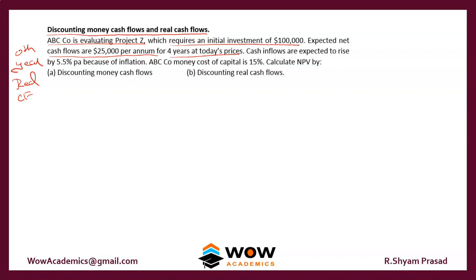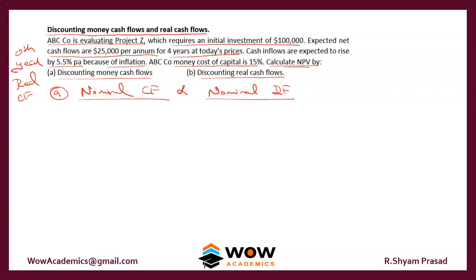Cash inflows are expected to rise by 5.5% because of inflation. So inflation is given separately. The money cost of capital, that is the nominal cost of capital, is 15%. They want us to calculate NPV by discounting the money cash flows and discounting through real cash flows. So we'll start from the first part, nominal cash flow and nominal discount factor. We'll use this approach to solve it.